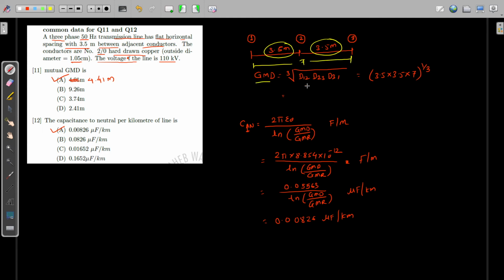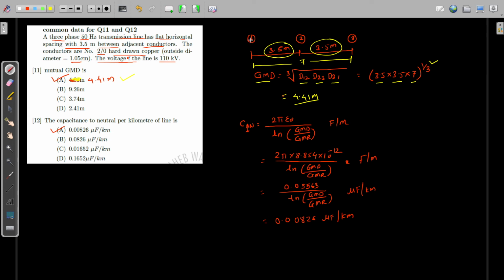So let us calculate the GMD. GMD is equal to the product of D12, D23, D31. As there are three values, we have to take the cube root. That is 3.5 into 3.5 into 7 raised to 1 by 3. So this value will give you 4.41 meters. I have corrected this. So this is 4.41 meters.